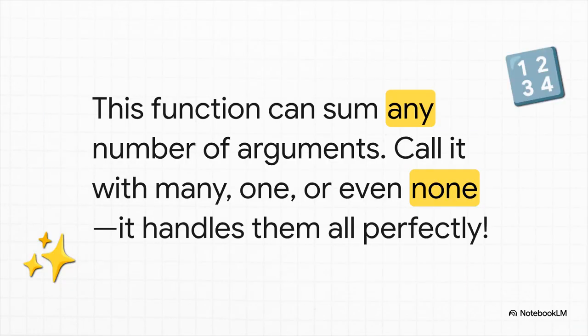Let's look at this total function. It's super simple. See what happens? When we call it with 2, 4, and 6, the print shows us that the args variable inside the function is now the tuple 2, 4, 6. If we call it with just one number, 10, args becomes a tuple with just that one item. And if we call it with nothing at all, we just get an empty tuple. The beauty is the function doesn't care. It just works every single time.